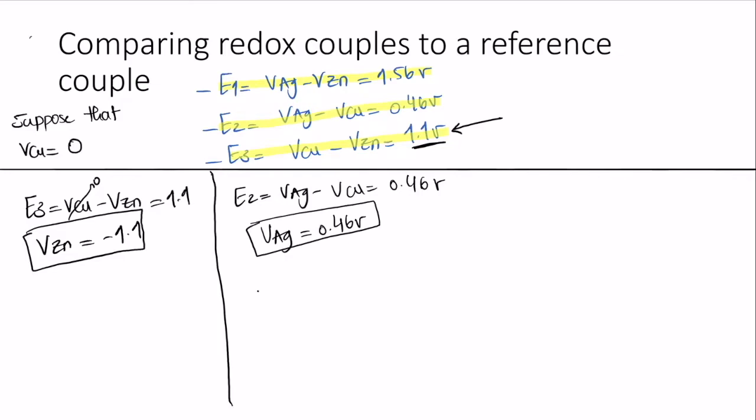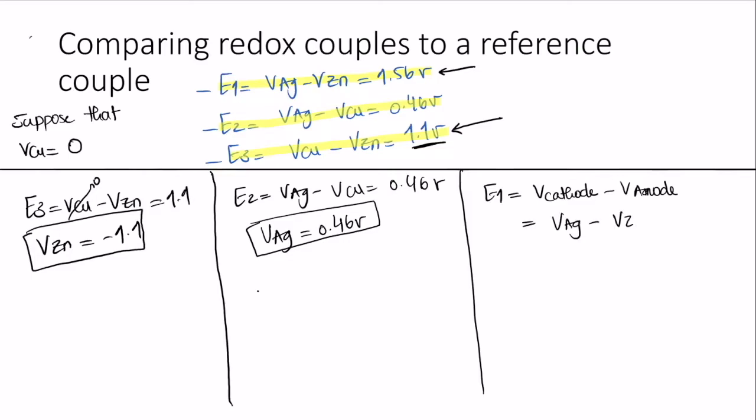Now, if my assumption is correct, I should calculate VAg minus VZn should be equal to E1, which is 1.56 volt. In E1 half cell, let's look at E1. The potential difference is E1, the potential difference of the cathode minus the potential difference of the anode. In the cathode it was the Ag in our case, minus V for the Zn.